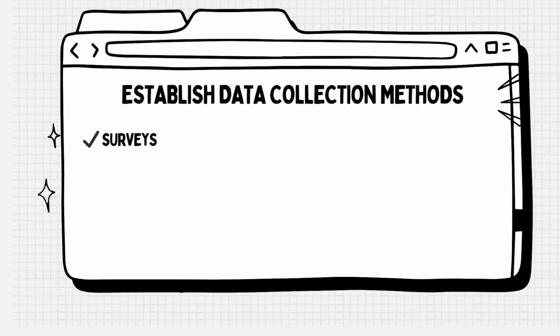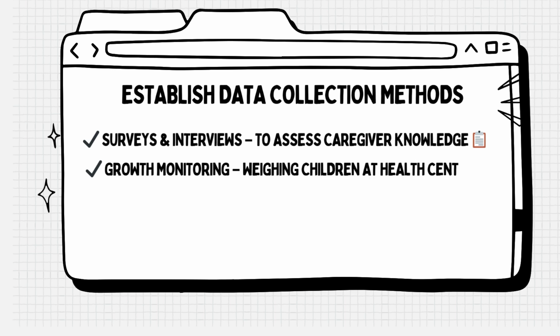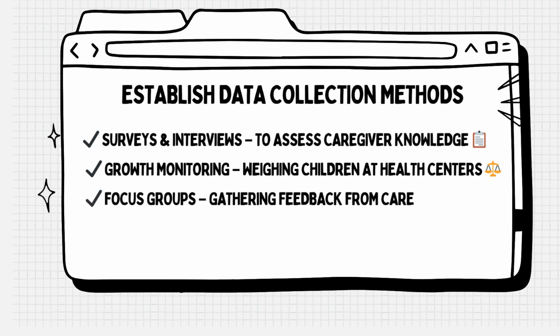But how do we collect this data? Well, we use a mix of quantitative and qualitative methods to get a full picture. Methods used in this scenario are: surveys and interviews, to assess caregiver knowledge; growth monitoring, weighing children at health centers; focus groups, gathering feedback from caregivers. And here's where technology helps. Tools like Kobo Toolbox and ODK allow us to collect data offline in remote areas, making tracking much easier.